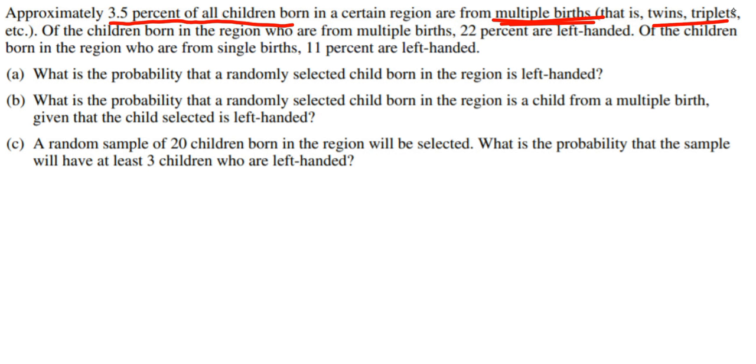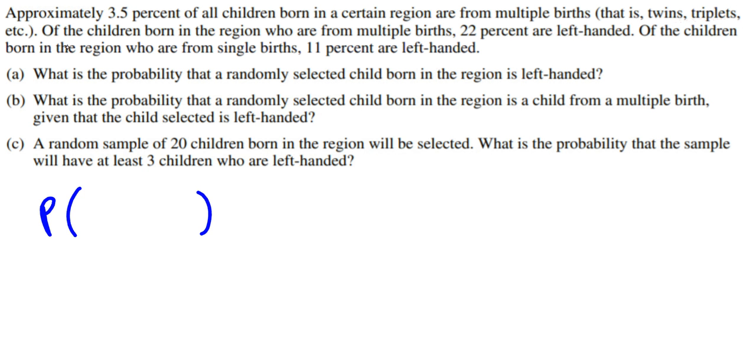Of the children who were born in the region who are from multiple births, 22% are left-handed. You could think of that like a conditional probability if you wanted to. It's worth practicing that notation. So they're saying the probability of, and let's just take a look at this. I don't want to cover up too much. Try not to block your view here.